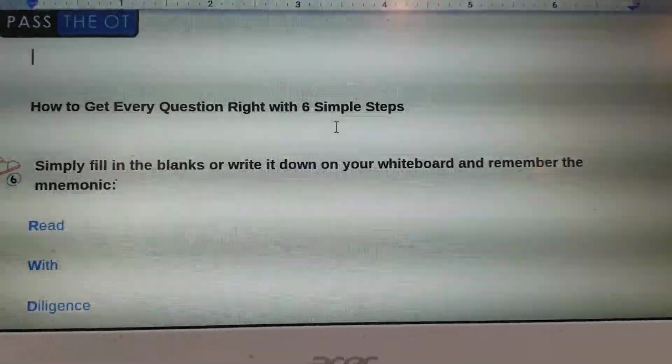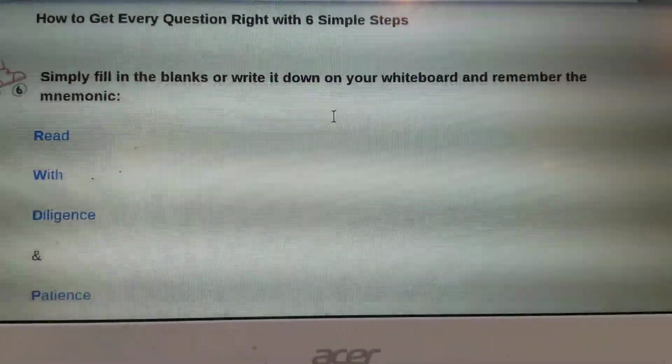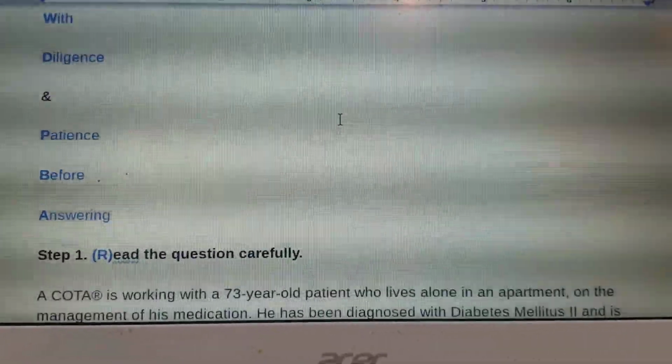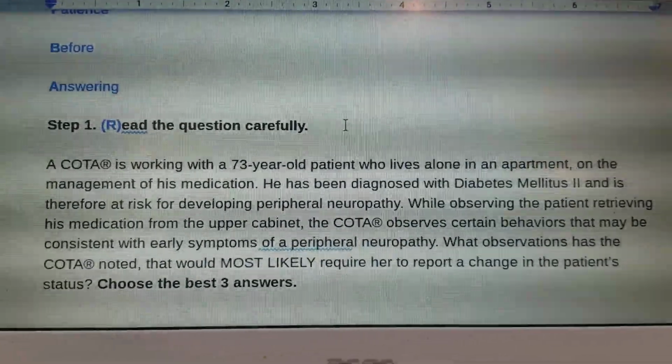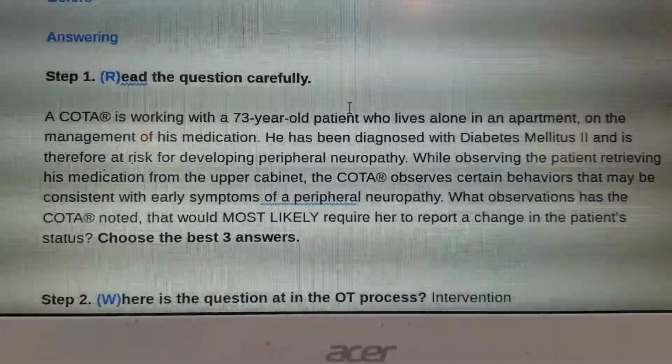Simply fill in the blanks or write it down on your whiteboard. And remember the mnemonic, read with diligence and patience before answering. So today's question, we're going to start by reading the question very carefully.